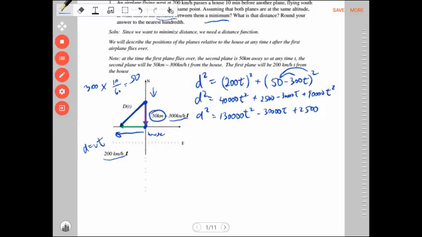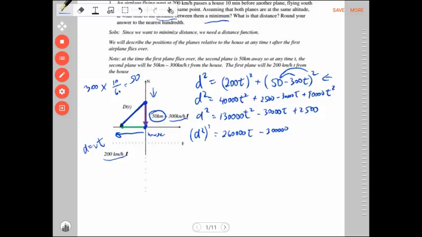Remember, that step isn't necessary. We can derive right from the original, and use chain rule and power rule, and I'm choosing not to. So now we go d squared prime, the derivative of that. So that's going to be 260,000 t minus 30,000. Oh, one too many zeros. Sorry about that. There we go.